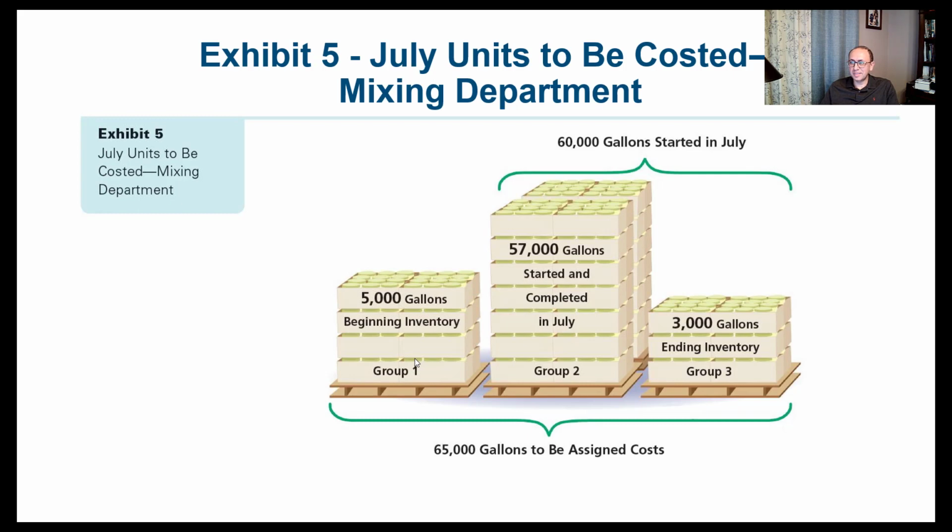And then we got 60,000 gallons, 57 and 3. 57 were completed. So these were received and completed in July. And 3,000 were received, but were not completed. This is part of our ending inventory for the mixing department. So please keep in mind these 3 groups. We have 5,000, 57, and 3,000. The total 65 gallons will be assigned some cost.